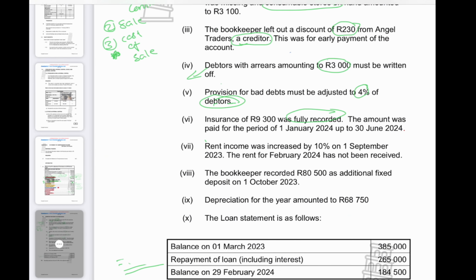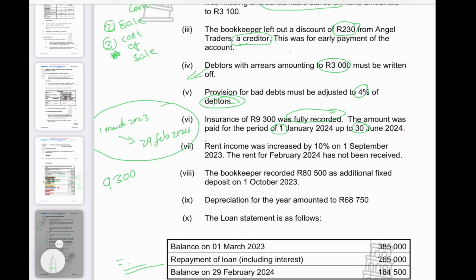So now this amount of 9,300 was for insurance of the 1st of January to the 30th of June. So now remember, our financial year ended on the 29th of February 2024, which means it started on the 1st of March 2023. So this is the financial year that we are working with. So every amount that we are accounting for should be the amount that falls into this financial year. So how do you now calculate it? We are going to try and subtract the amount that does not fall into this current financial year because it was already recorded. So how do we find it?